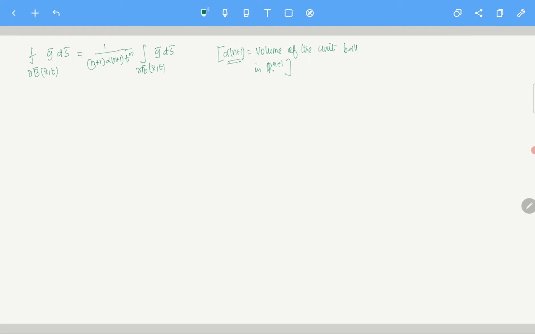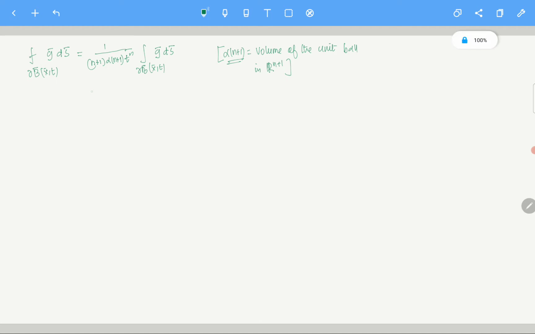As I told you, alpha n is the volume of the unit sphere. Let's say alpha 3 if I am writing, so basically that is the volume of S2. So here, 1 by n plus 1 times alpha n plus 1 t to the power n is just the surface area of the sphere here, right? That is what it meant, right?